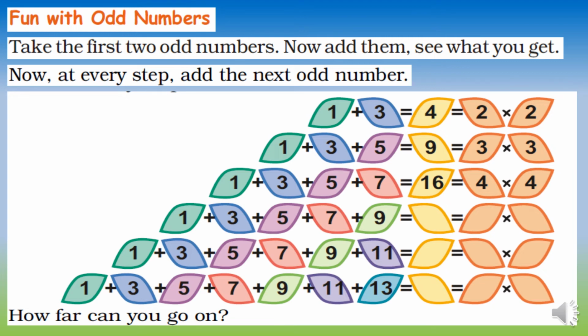And 1 plus 3 plus 5 plus 7 equals 16, which is square of 4. Then again 1, 3, 5, 7, 9 equals 25, which is square of 5. 1, 3, 5, 7, 9 and 11 equals 36, which is square of 6. Then 1, 3, 5, 7, 9, 11, 13 equals 49, which is square of 7. So how far can you go on? You can go on with 15, 17 and on.